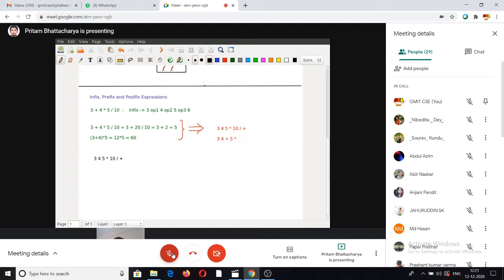Okay, so we take the help of a stack to evaluate a postfix expression. We start with an arrow pointing towards the first symbol in the expression, and we create a stack. So how does a stack look like?